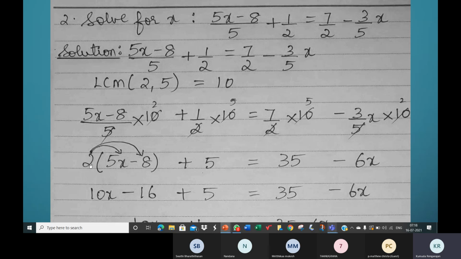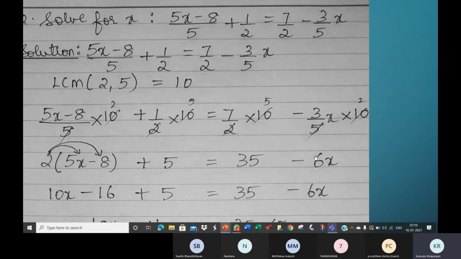Again, you're multiplying 2 with this 8, and 8 has a minus sign before it and 2 has a plus sign before it. So plus into minus. See, when you're multiplying two things, they have their signs before them. Multiply their signs, that's all. So 2 has a positive sign. Plus into minus is minus. And 2 eights are 16. Plus 5 is equal to 35 minus 6x.